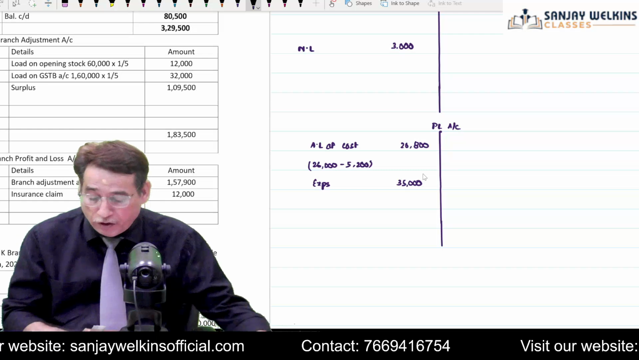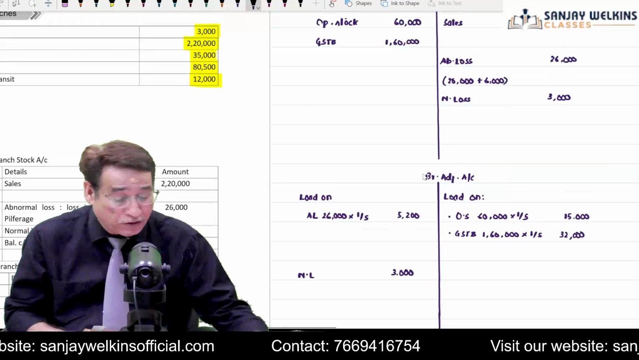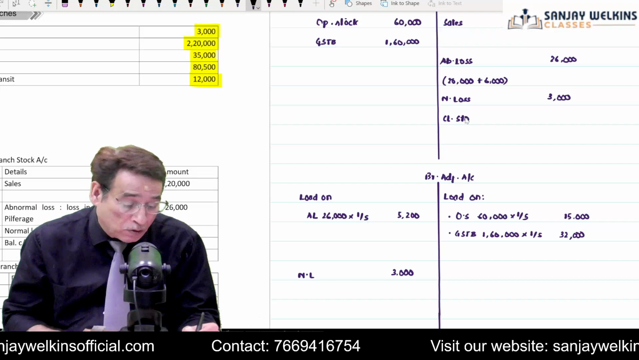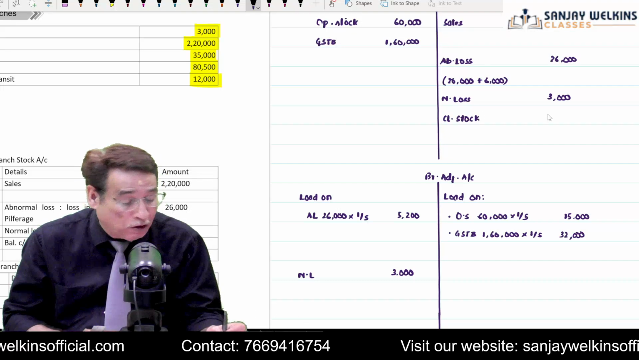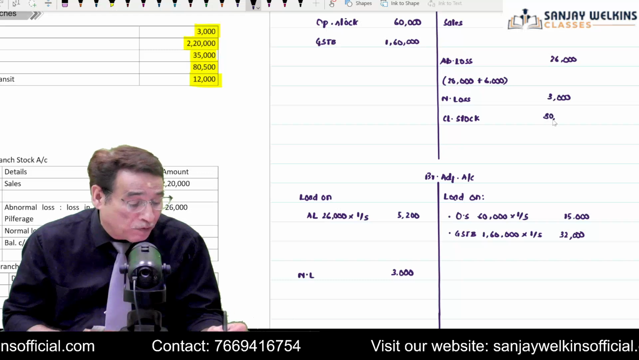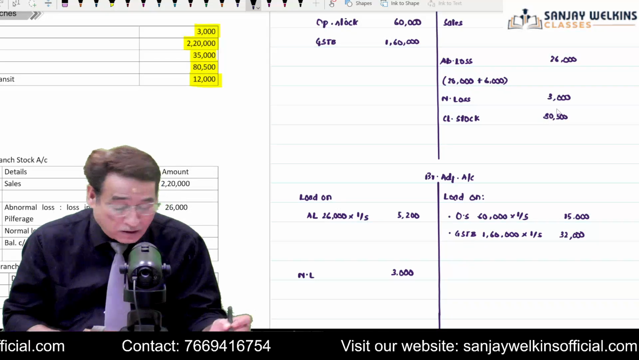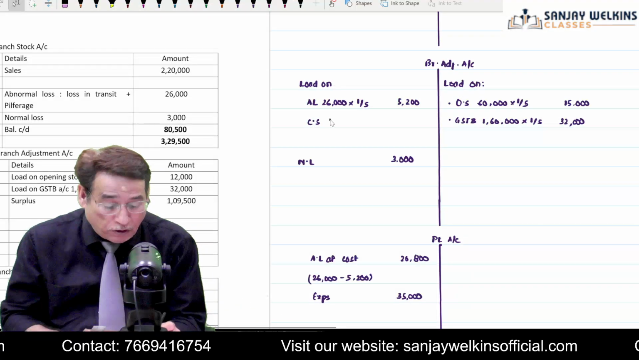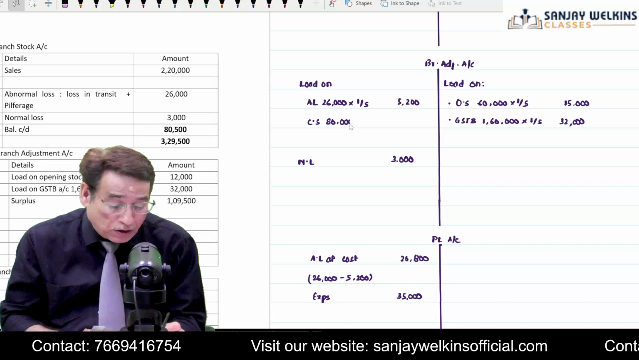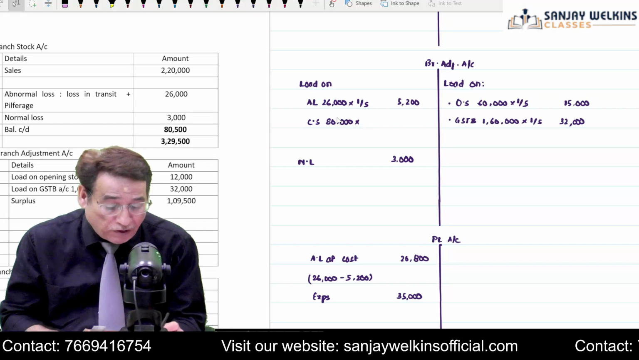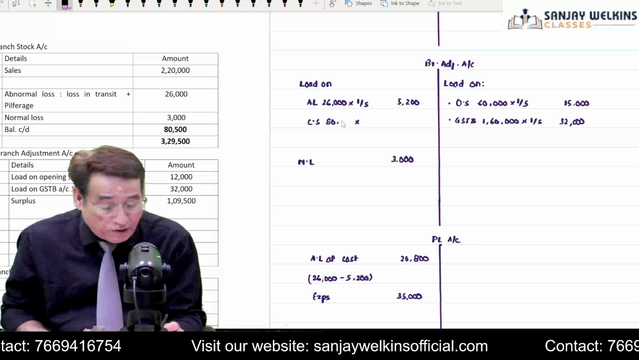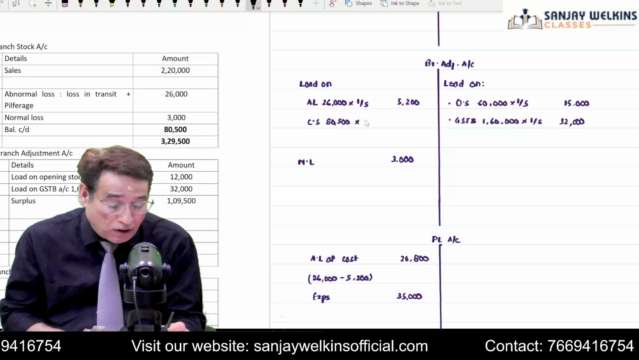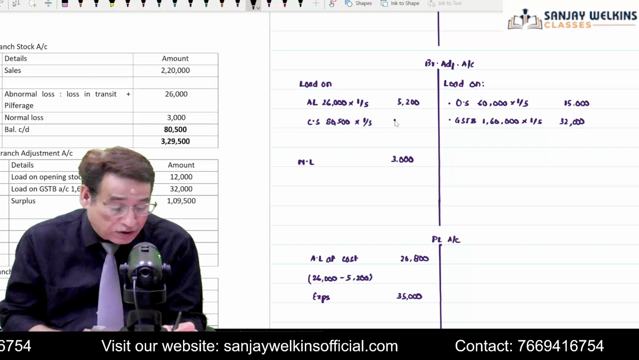Further, in this particular question, we are being given closing stock at cost to branch. Now, at cost to branch means again it is given at invoice price. So closing stock is still at invoice price, although it is written at cost to branch. At cost to branch means it is invoice price, 80,500. Because it is at invoice price, now you will pull out the loading. Load on closing stock: 80,500 into 1 by 5. That will be equal to 16,100.